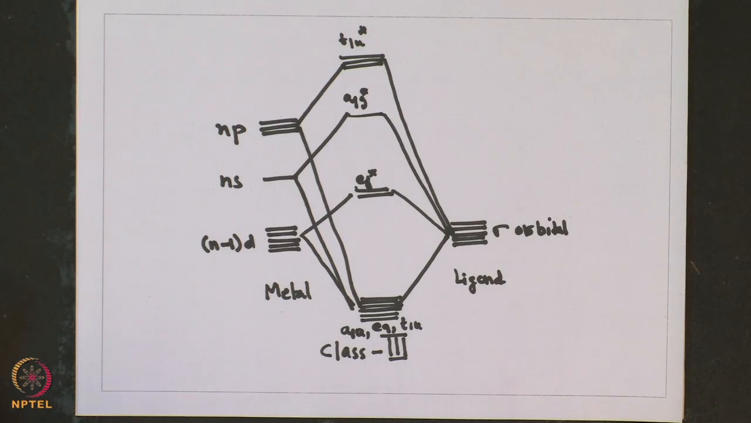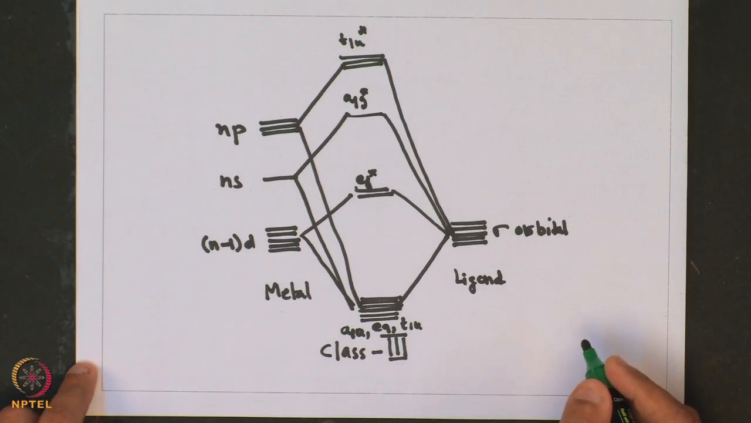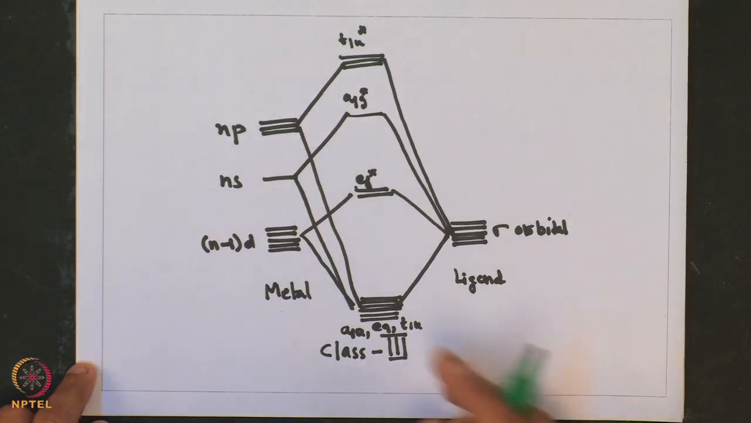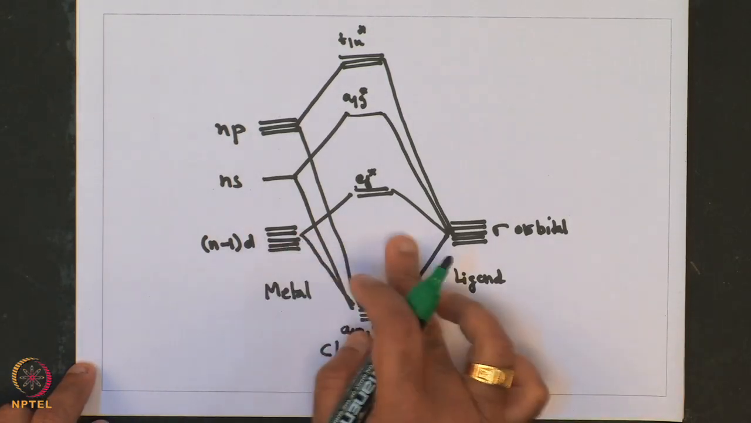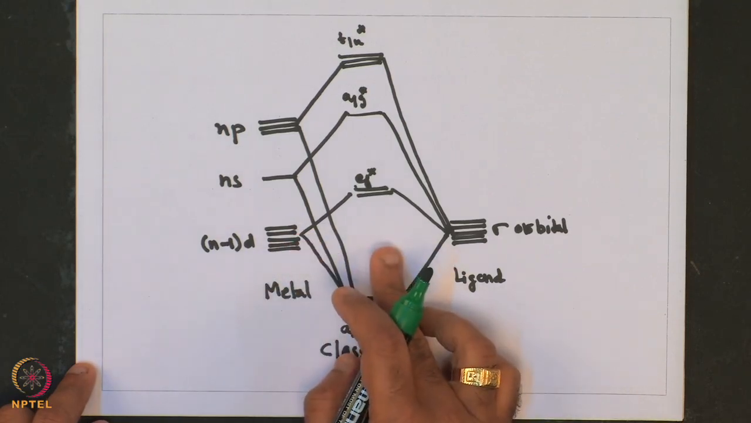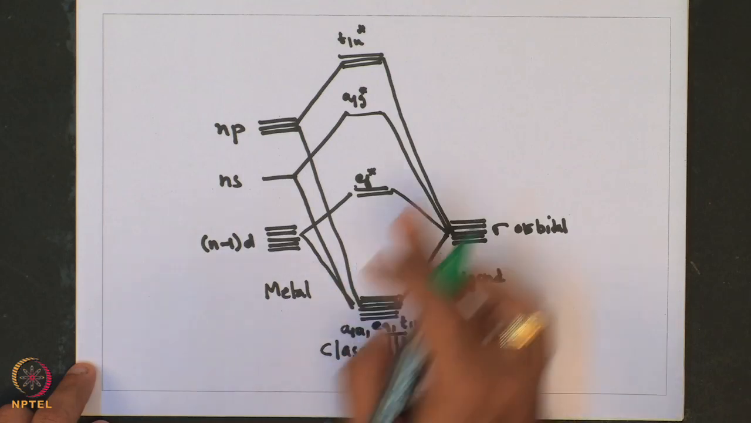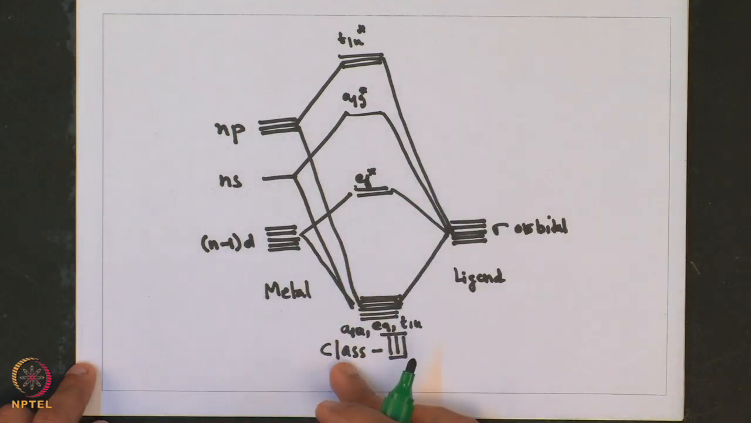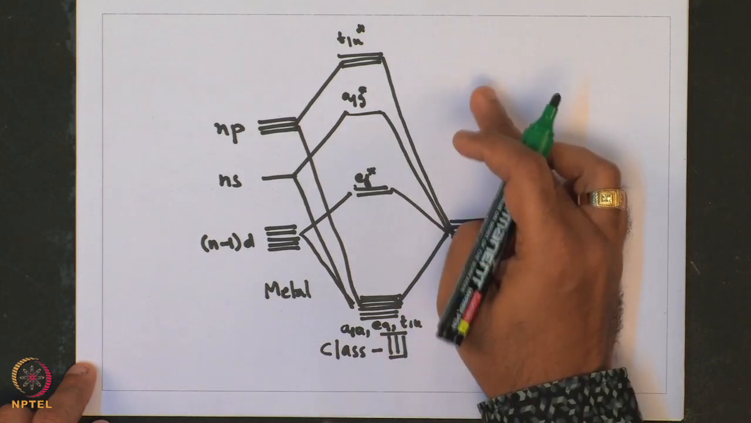So, these high energy pi type orbitals are usually unoccupied, and as a result these non bonding d orbitals of the metal, which would be filled, would engage in pi type interaction with this unoccupied pi type orbital of the ligand.